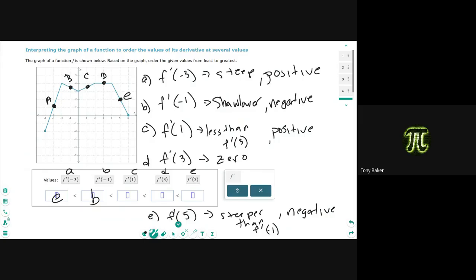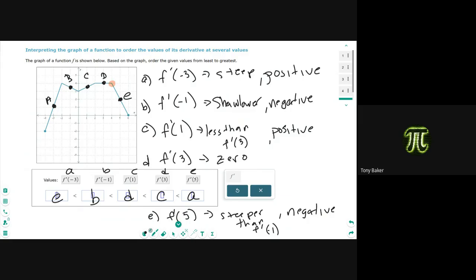Then what would be next? The 0, right? And now we've got the 2 positive ones. Which is going to go next and which is going to go last? C, and then A. What's the slope right there? Why? Good guess.